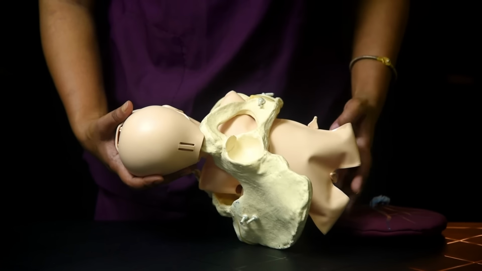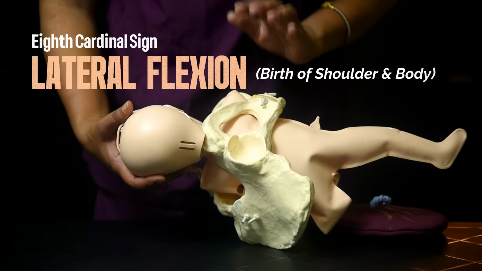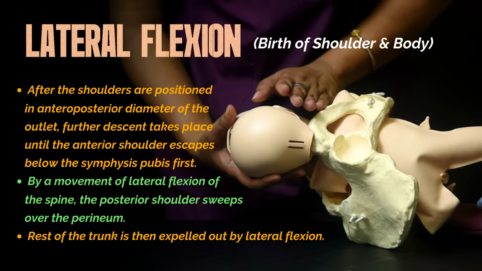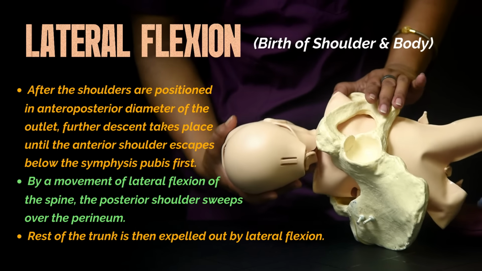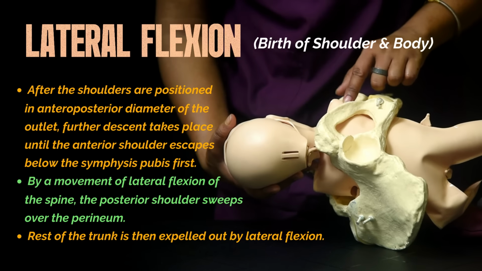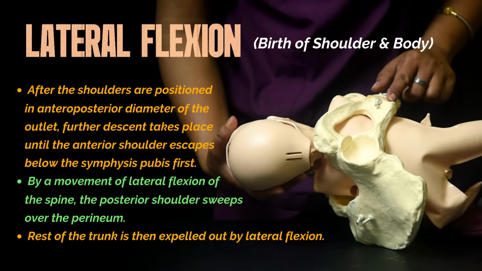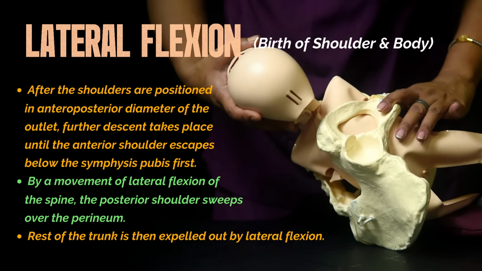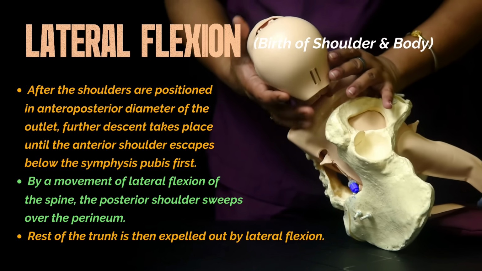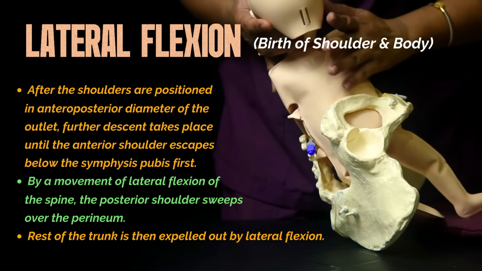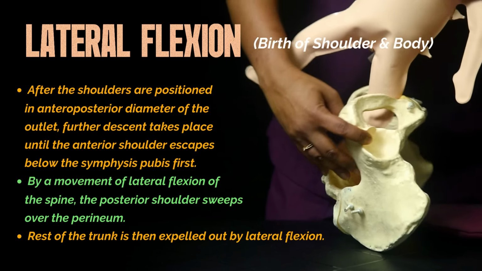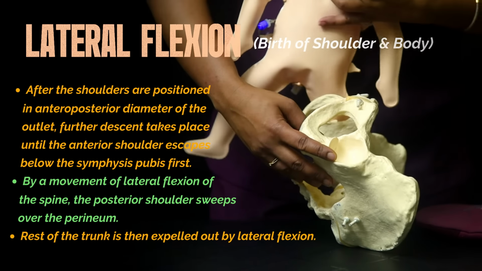So now the last cardinal sign, that is lateral flexion. By this lateral flexion, the baby's shoulder and the body are getting born. Here we have to give some downward traction to the fetal head to assist the birth of the anterior shoulder of the fetus below the suprapubic arch. This is followed by upward traction, which assists the birth of the posterior shoulder, and with the lateral flexion you can see the whole body of the baby born, and you can place the baby on the maternal abdomen or the maternal chest.